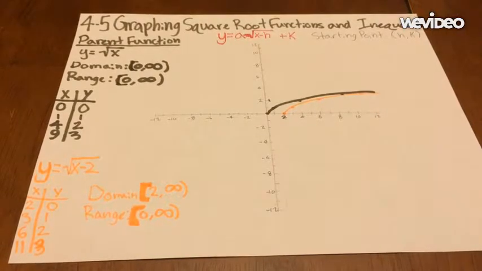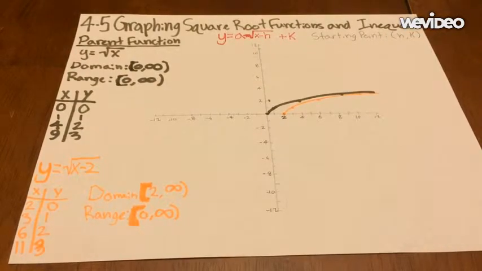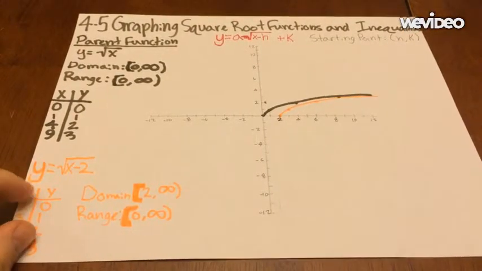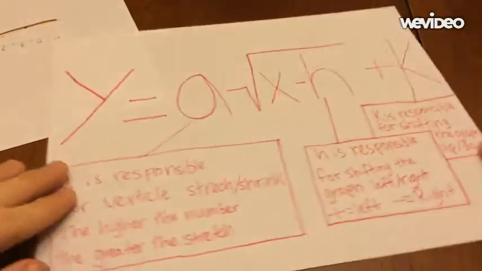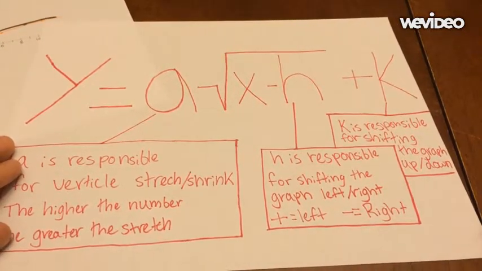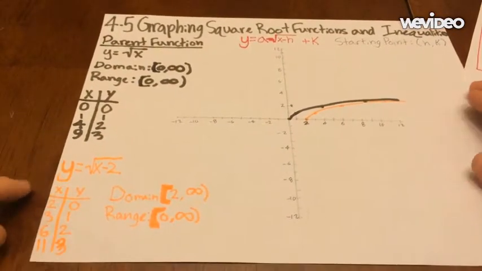All right, guys, so now I've got another line put up on the graph. This time our equation is y is equal to the square root of x plus 2. So we still have an a value of 1 and a k value of 0, but we have changed our h to a negative 2. Because it's a negative, remember, we have to look back at this sheet. H is responsible for shifting the graph right or left, and if it's a negative number, it will go right. So our starting point is going to be 2 to the right.